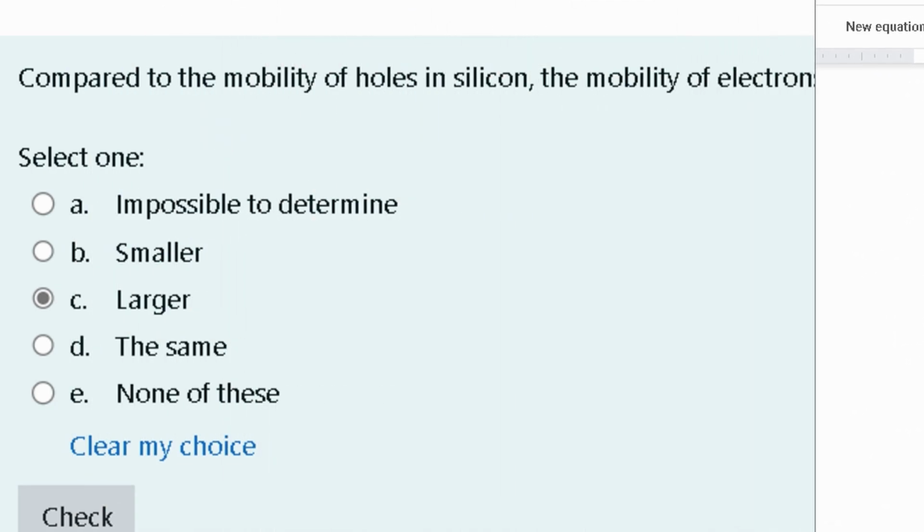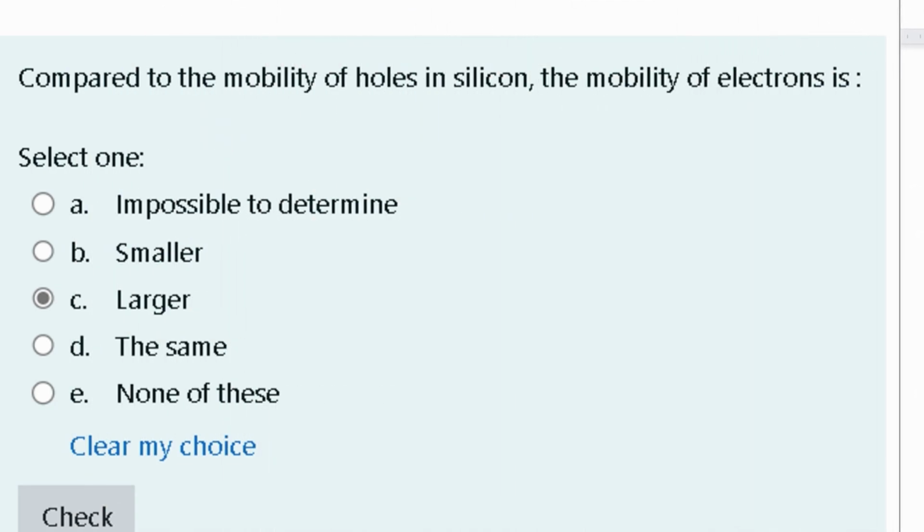Looking at the problem, compared to the mobility of holes in silicon, the mobility of electrons is what? So it's impossible to determine, smaller, larger, same, or none of these. So again, we're going to be comparing to the mobility of holes in silicon, electrons. So we're comparing holes and electrons.